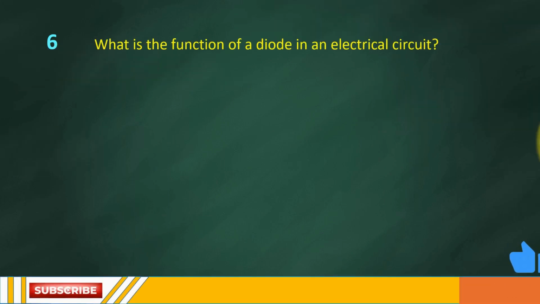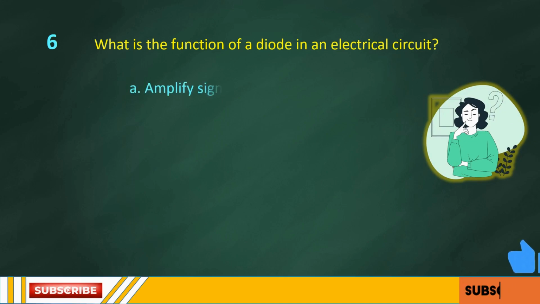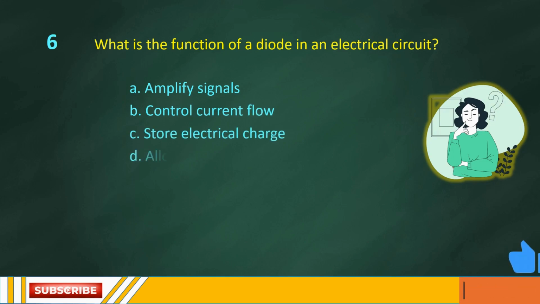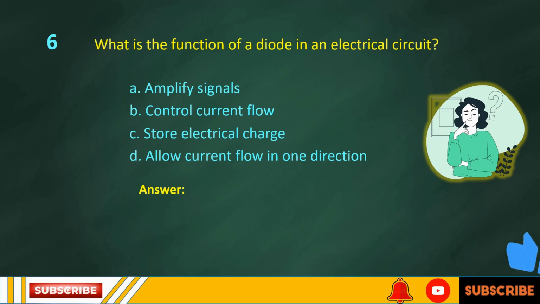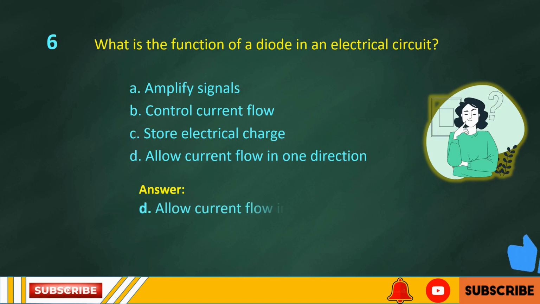What is the function of a diode in an electrical circuit? A. Amplify signals. B. Control current flow. C. Store electrical charge. D. Allow current flow in one direction. Answer is D. Allow current flow in one direction.